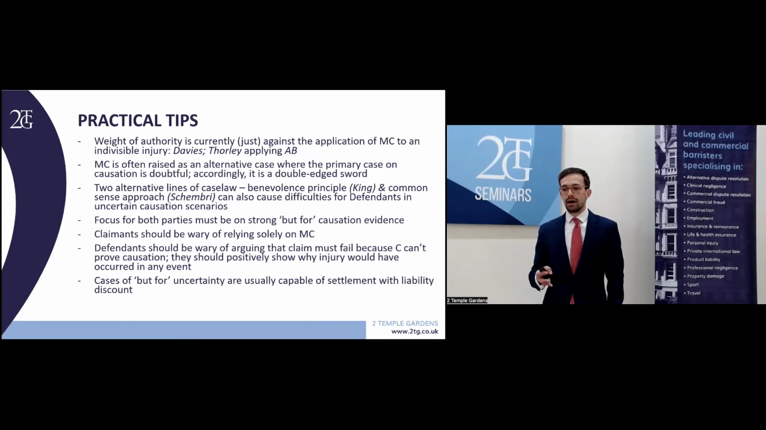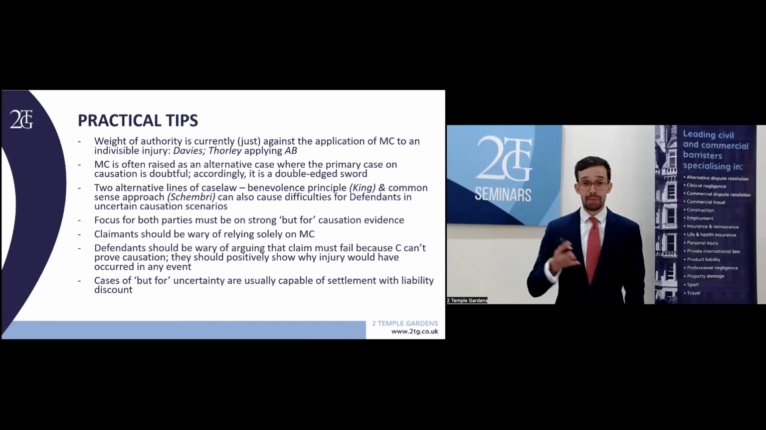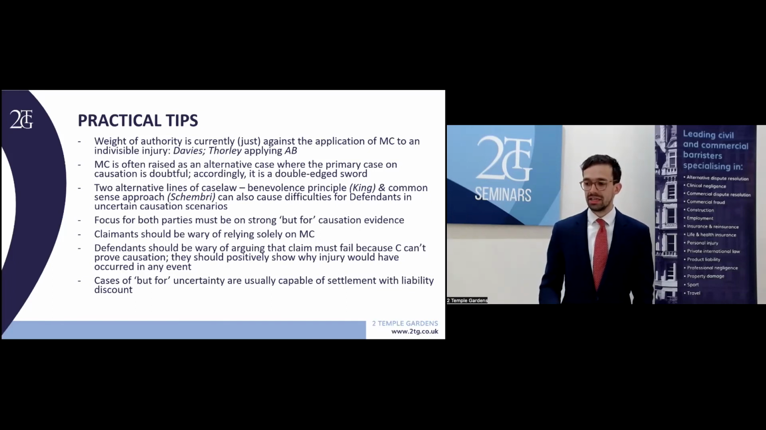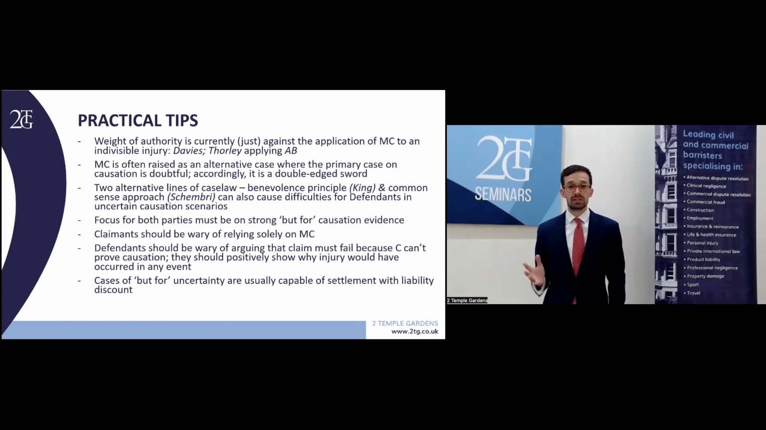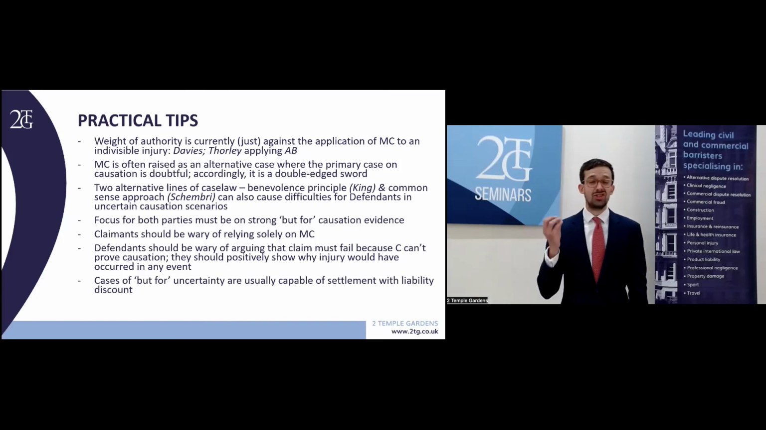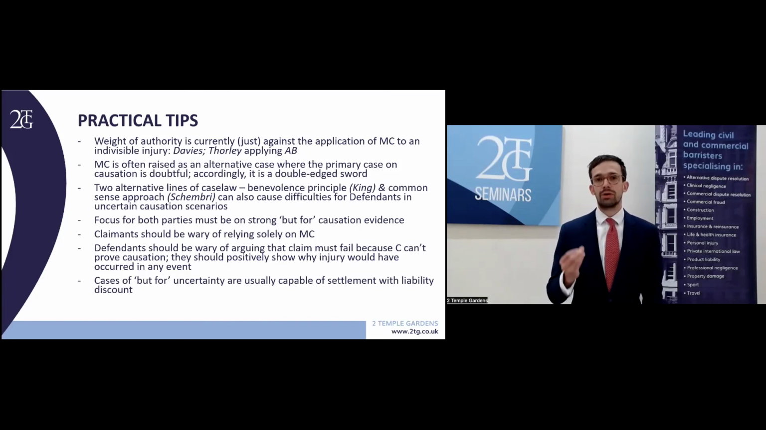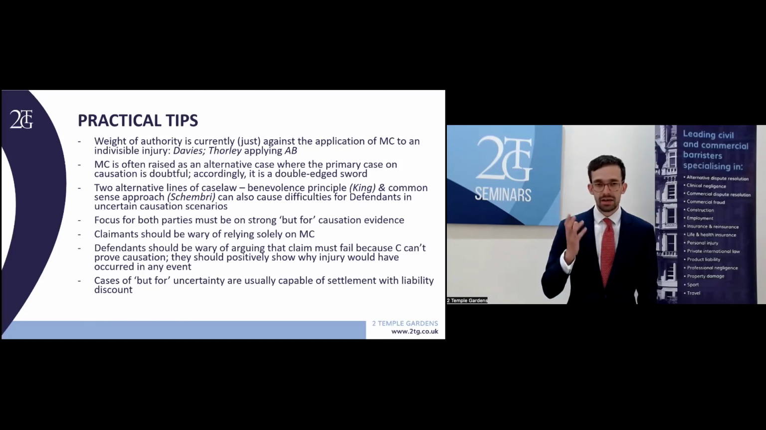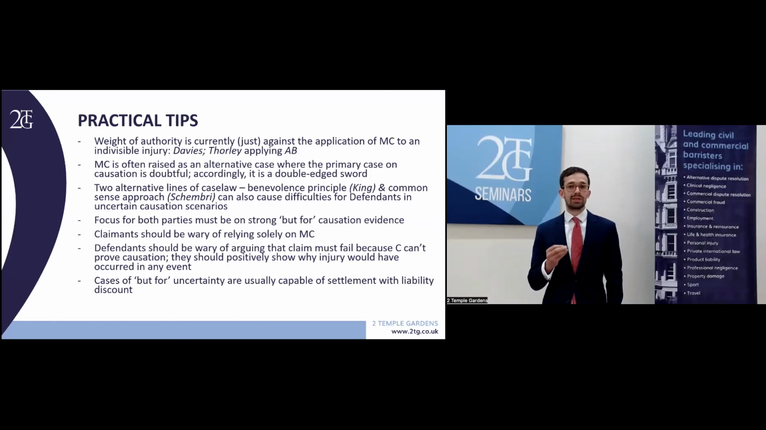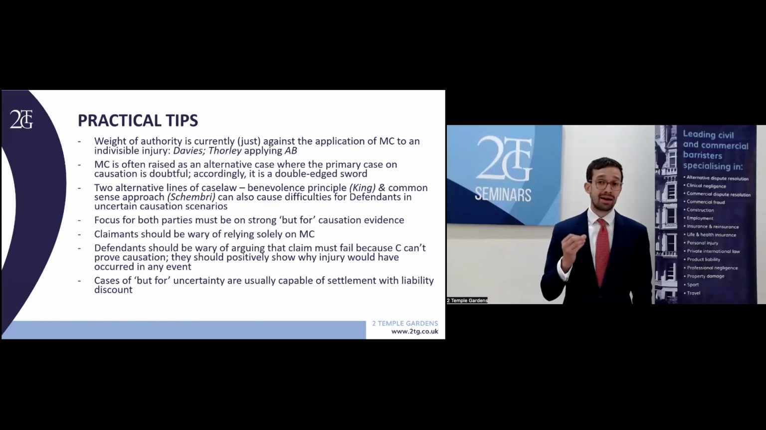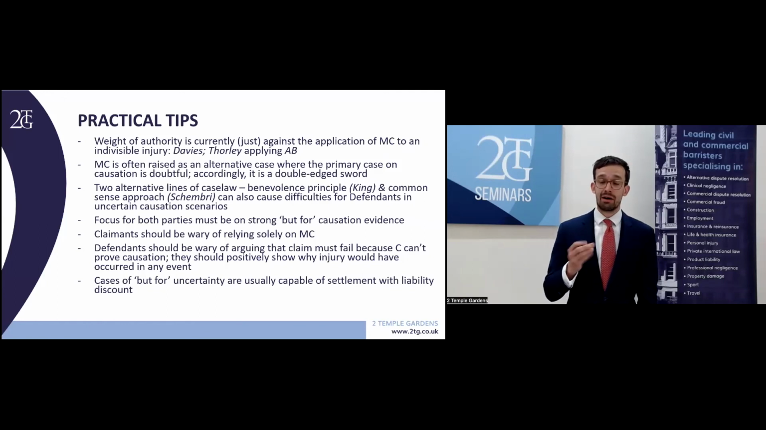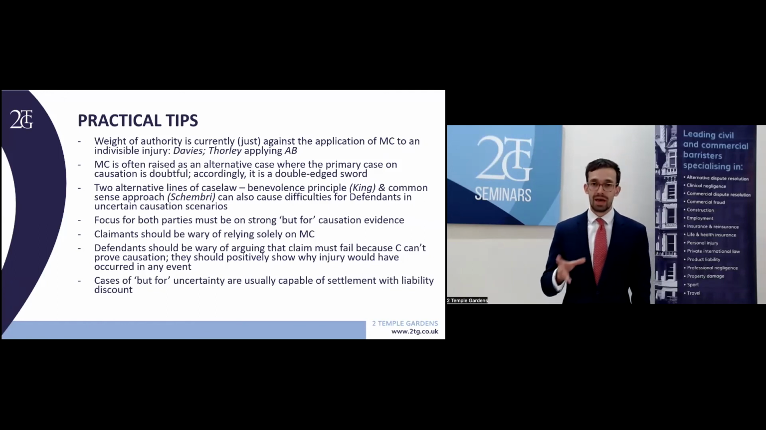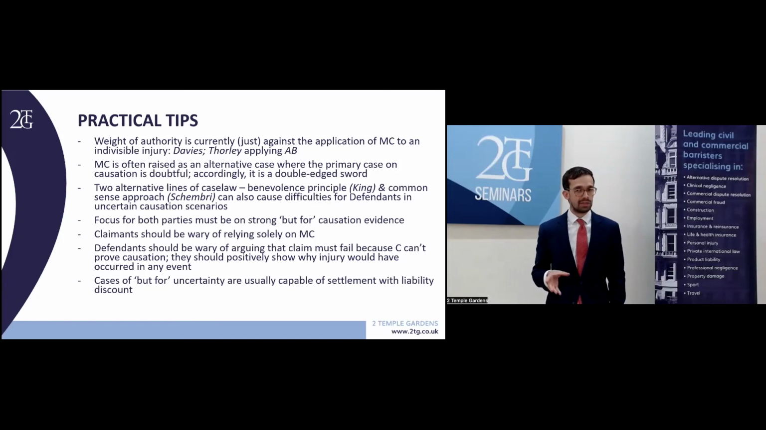So finally, some practical tips from our perspective on dealing with this type of case. Firstly, we think that the weight of authority is just about against material contribution being an applicable test to an indivisible injury case, but only just. Secondly, in practice, we think that material contribution is often something that's raised later on in proceedings by claimants when they feel that they are on sticky ground with their but-for evidence. So it can in fact be a little bit of a double-edged sword.